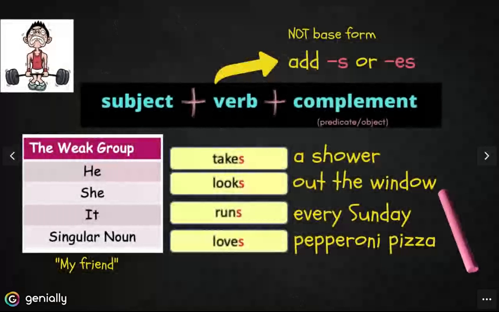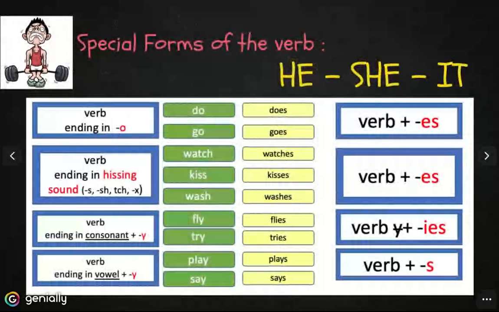For the weak group, remember that it was he, she, and it, or a singular noun, like my friend. We need to use this formula: subject plus verb, not in base form, we need to add s or es, plus complement. Examples: he takes a shower, she looks out the window, it runs every Sunday, or my friend loves pepperoni pizza.